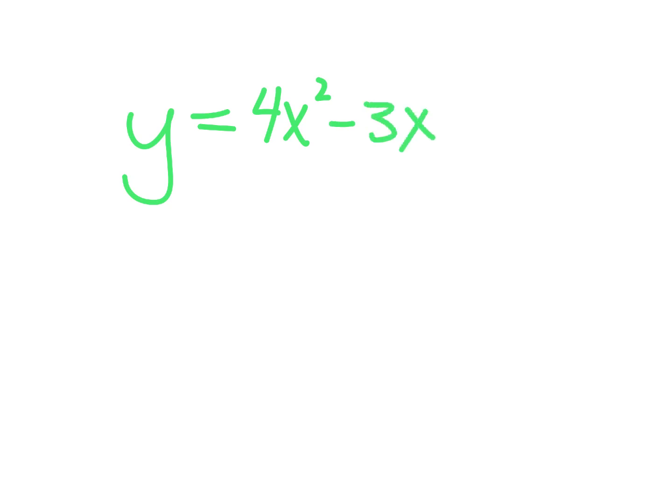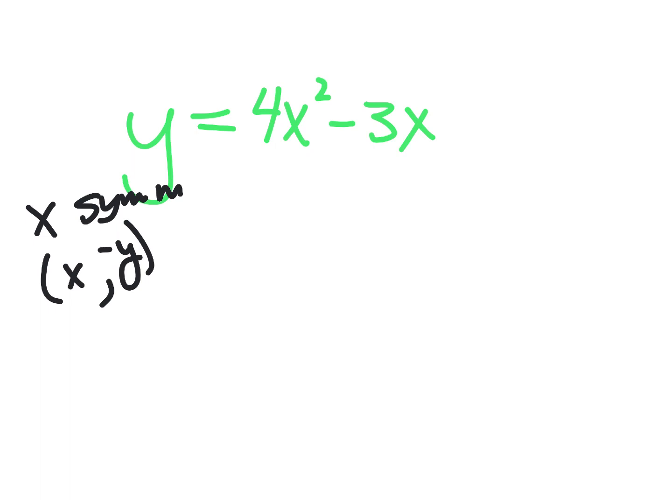Like how to test for symmetry. All right, so here's an equation. y equals 4x squared minus 3x. I want you to test for all three kinds of symmetry. Just to clarify, x-axis symmetry, which one is that again? If it's (x, negative y). X symmetry, you leave x alone. Y symmetry, you're going to leave the y alone. And origin symmetry, you're going to make them both negative.